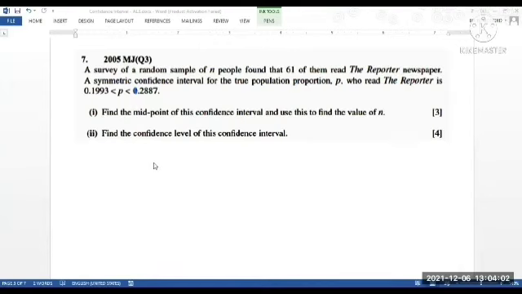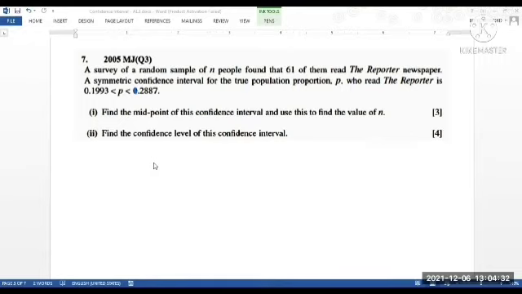Now let's move on to this question. Here the question says, a survey of a random sample of n people found that 61 of them read the reporter newspaper. A symmetric confidence interval for the true population proportion P who read the reporter is 0.1993 to 0.2887. Find the midpoint of this confidence interval and use this to find the value of n.